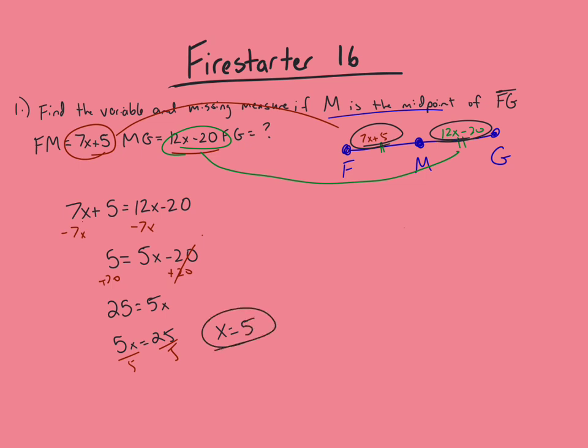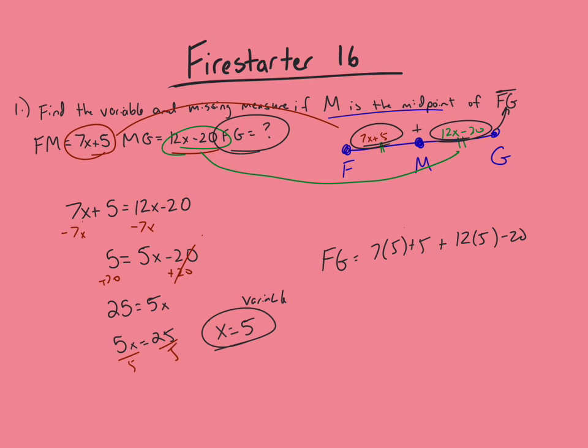Now, don't forget to answer the question. The kit says find the variable. We did. There's the variable. Now it also wants to find the missing measure. We need to find FG. So FG is going to be both pieces together. So FG, the measurement, is equal to 7 times 5 plus 5 plus 12 times 5 minus 20. So all I did was this plus this to give me FG, and I put 5 in for x.